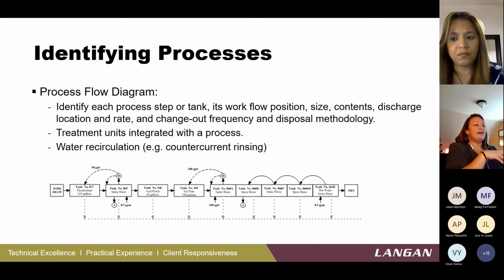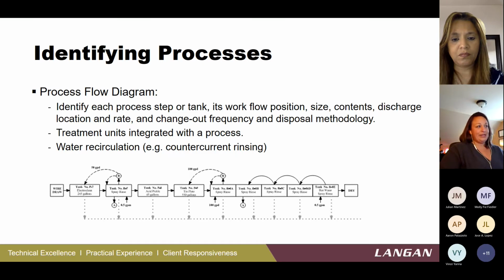We also want to identify if there's treatment units integrated within these processes. So in a lot of cases, there's little filters, there may be particulate filters, or sometimes there's even more like an ion exchange vessel on the back of these to keep water clean as it's going through. So really understanding every bit of the process and developing this diagram which lays it out.